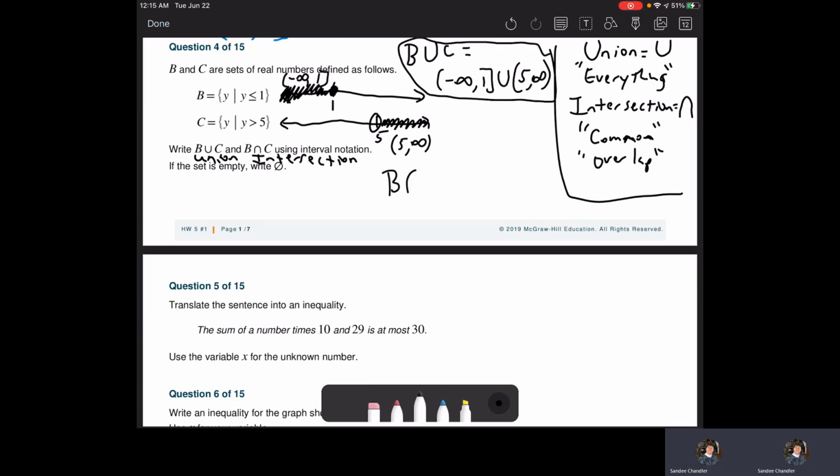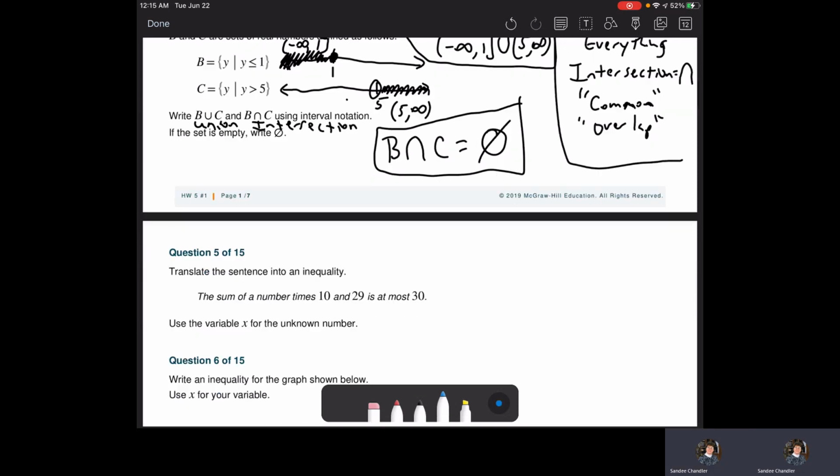When we look at our intersection, we look at what they have in common, or where it overlaps. From 1 back, there's no overlap there. 5 forward, there's no overlap there. There's nothing between 1 and 5. So in this case, there is no intersection. There is no common ground. There is no overlap. So we draw that circle with a line through it, and that means it's the empty set. There is no intersection for these two sets.